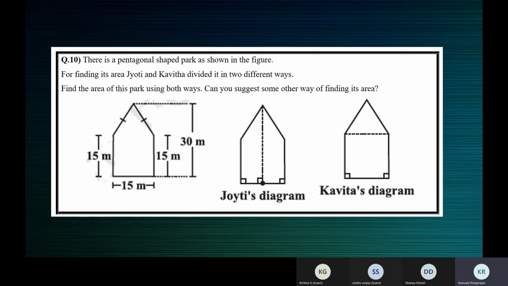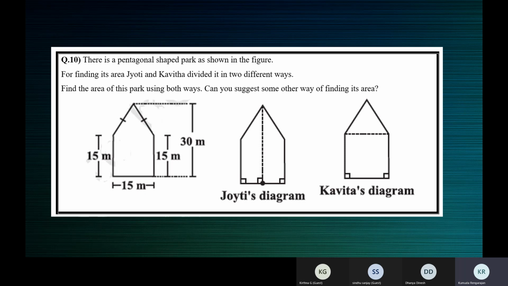Next one. There is a pentagonal shaped park as shown in the figure. For finding its area, Jyoti and Kavita divided it in two different ways. So you can see Jyoti's diagram and Kavita's diagram there. Find the area of this park using both the ways. Can you suggest some other way of finding its area?